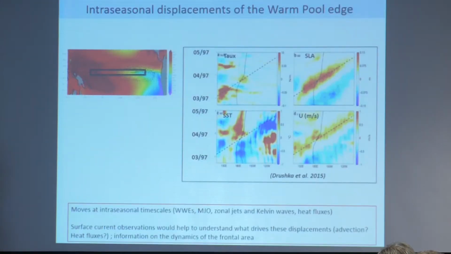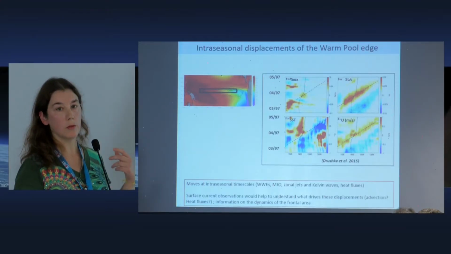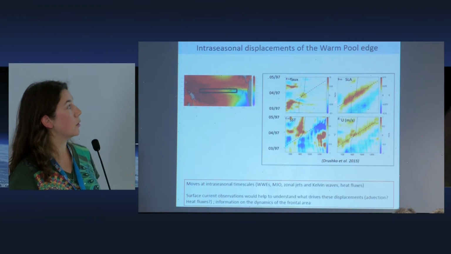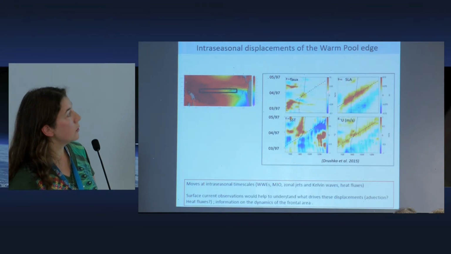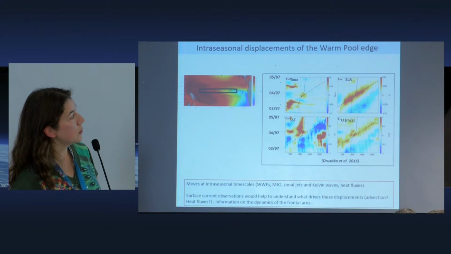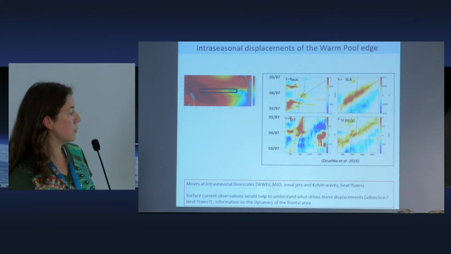But in fact, the models indicate that this warm pool migrates at intraseasonal timescales under the influence of westerly wind events and MJO. This is an example from a model at the onset of El Niño events. You have here the wind stress, and you can see the huge westerly wind burst. In black, this is the eastern edge of the warm pool. And if you look at the response, you see that deep wind bursts generate Kelvin waves that move the front, and also direct currents with a strong nonlinear interaction at the front that enhance these displacements.